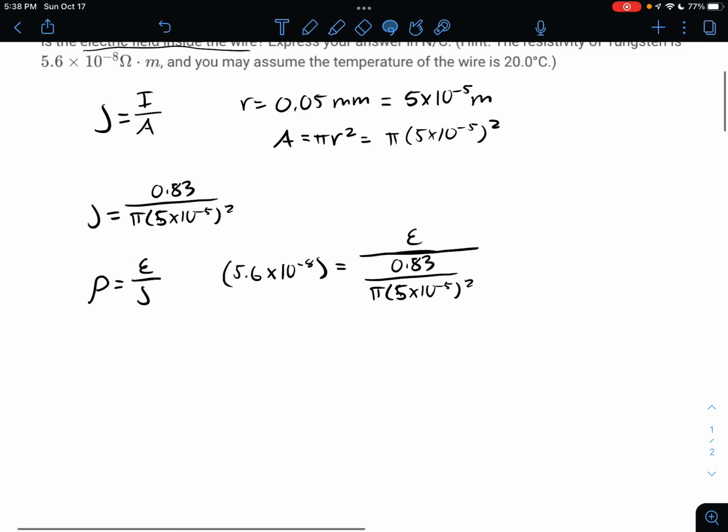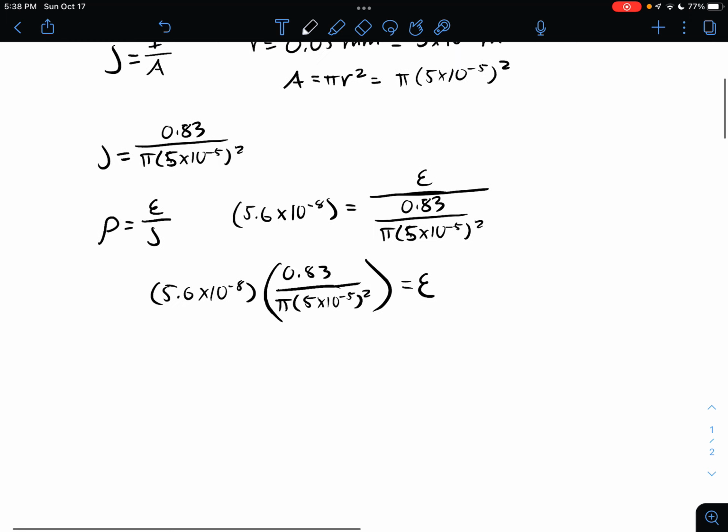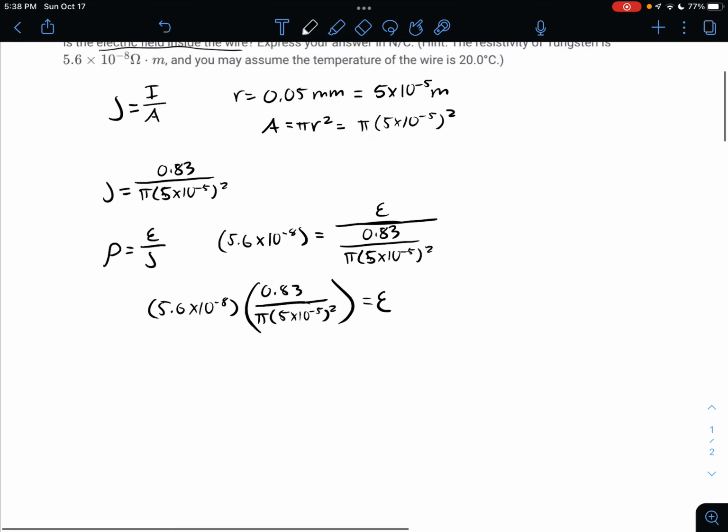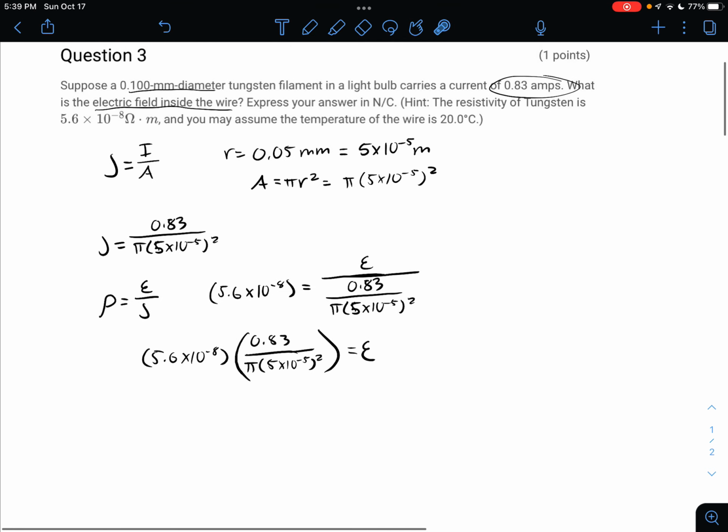So if we're solving now for our electric field, we're just going to multiply both sides by that current density. So it's going to give us 5.6 times 10 to the negative eighth times 0.83 divided by pi times 5 times 10 to the negative fifth squared, which is going to equal our electric field, or the magnitude of the electric field. We don't have the direction. But evaluating all this out is going to give you your correct answer.